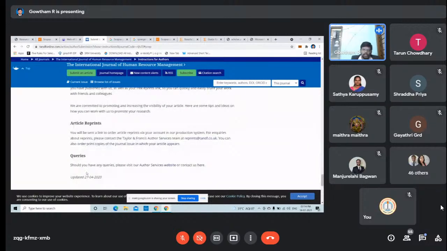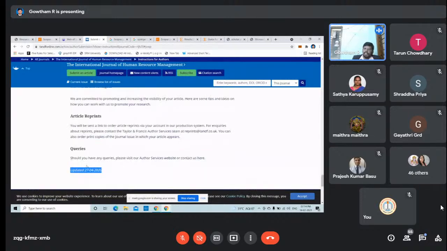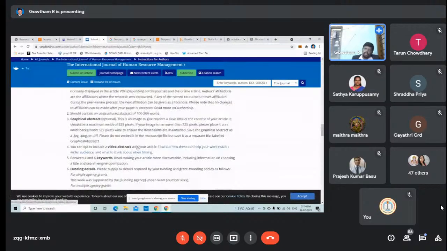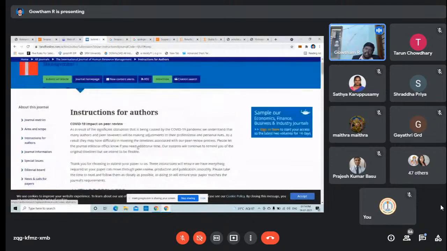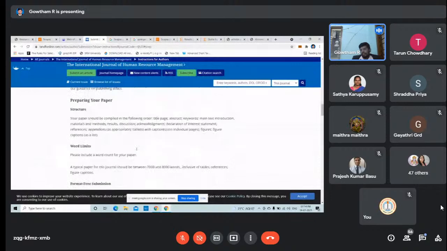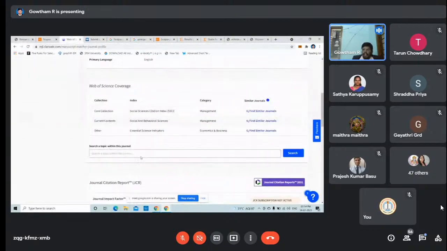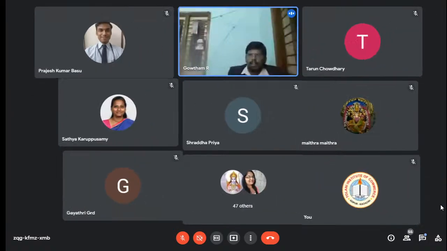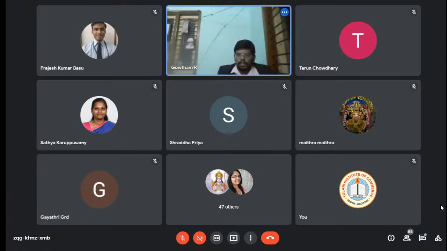So you are requested to see this, updated latest on the 24th April, 2020. I think these policy changes, they have brought in the last year. So this is how you can navigate and search for the right journals. Like this, you can do for all the journals which are indexed in the Web of Science group.